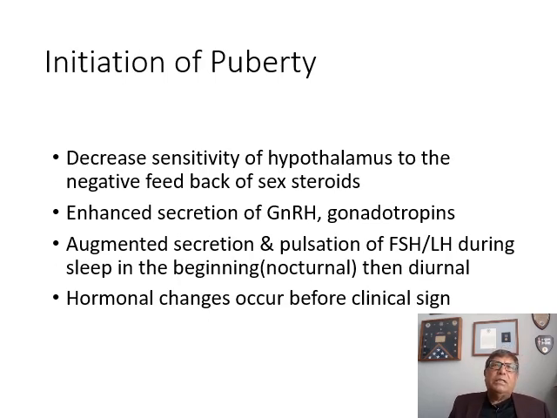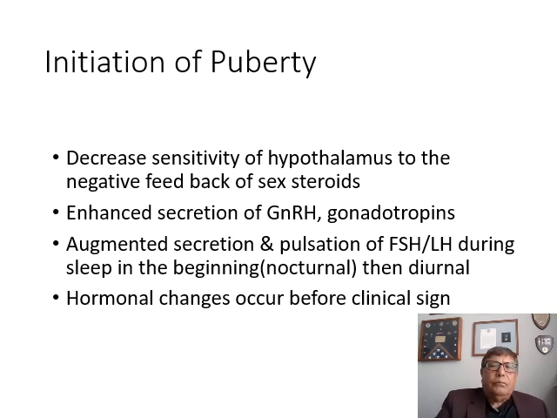In the beginning of puberty, the first thing that happens is decreased sensitivity of the hypothalamus to the negative feedback of sex steroid, estrogen in the case of female and testosterone in the case of male. Sometimes they say the hypothalamus becomes more greedy. As a result, there is an enhanced secretion of GnRH and gonadotropins. This augmented secretion occurs in a pulsatile fashion, most of the time at night in the beginning, with LH pulsation followed by FSH pulsation. One thing has to be remembered: hormonal changes occur before the clinical signs of puberty.